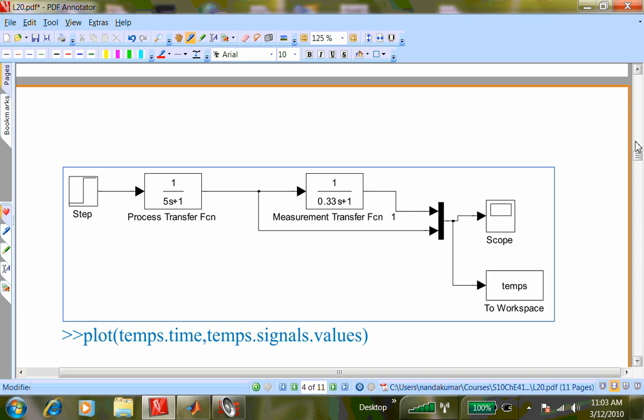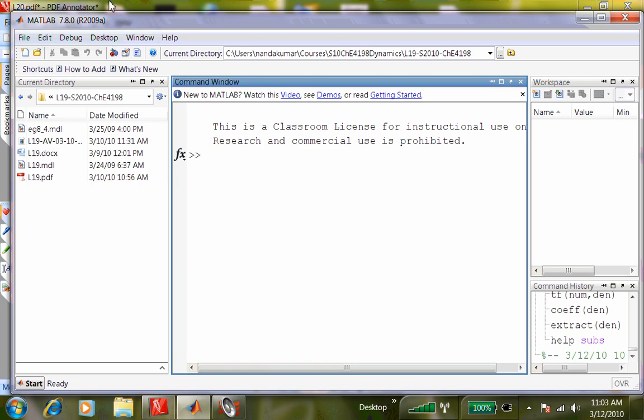So the problem is we want to plot both the response of the thermocouple and the response of the process. And we know the transfer functions. In one case, the transfer function is 1 over 0.33 s plus 1. In another case, it is 1 over 5 s plus 1. And we need to put in a step change. Okay? So, start this in Simulink.